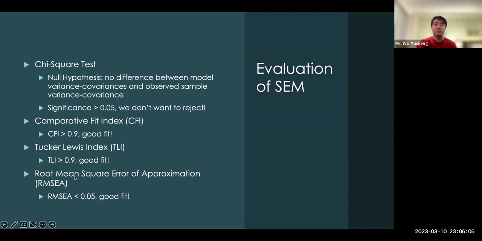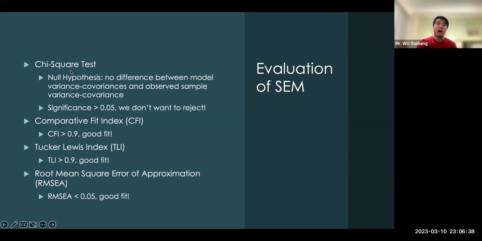The last one would be called root mean square error of approximation. We need this number to be less than 0.05, which will reflect a good fit. Please note that this 0.05 has no relationship with confidence level, because this is not a confidence level test. This is a statistic, which is different from the significance level or confidence level, okay? So we just need to remember those thresholds.